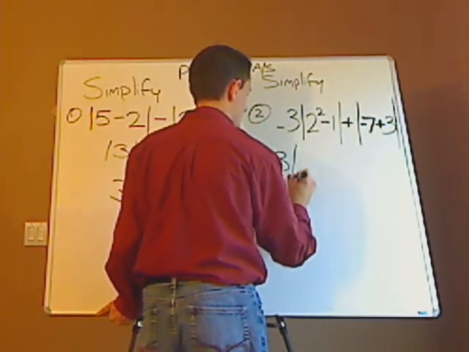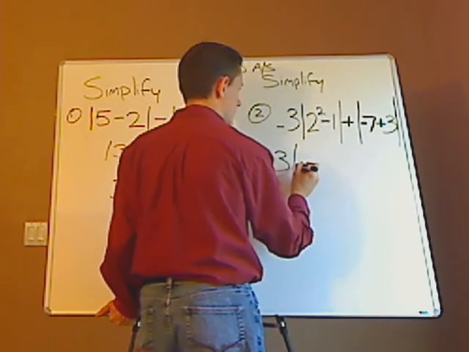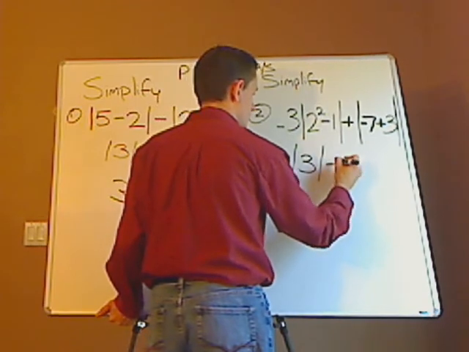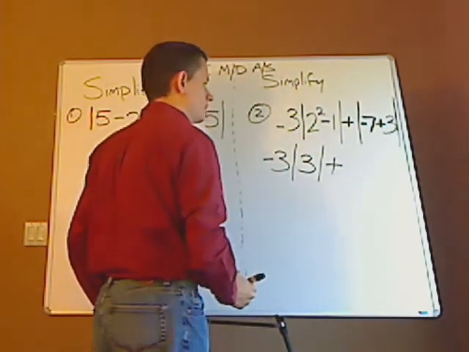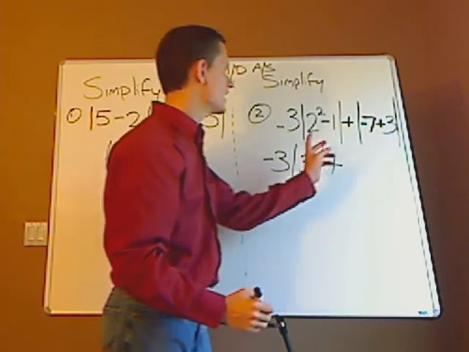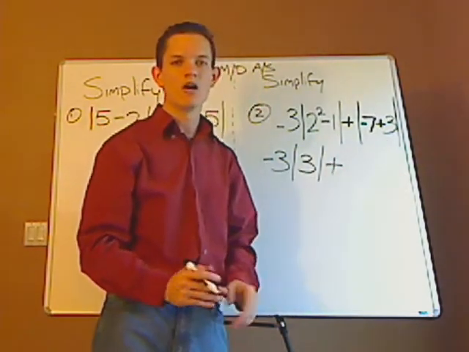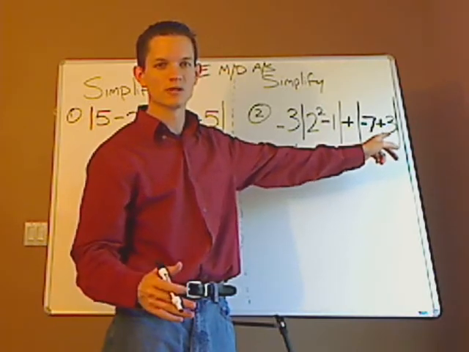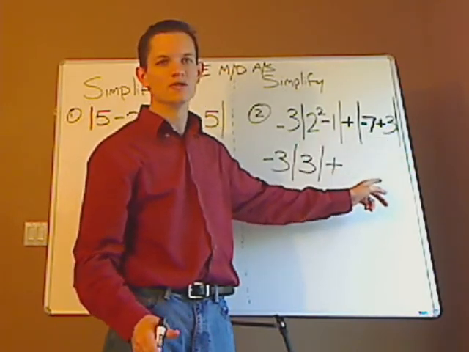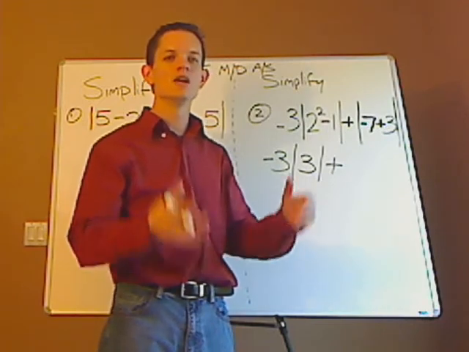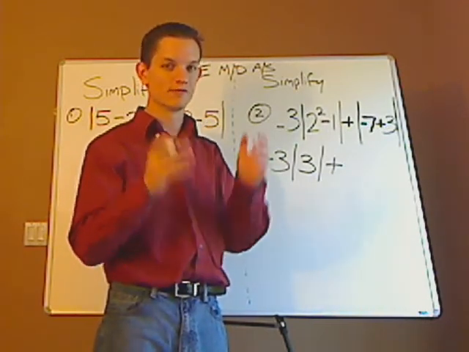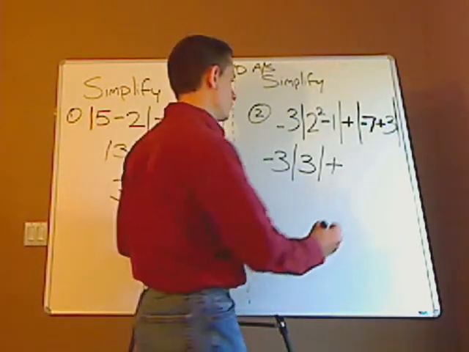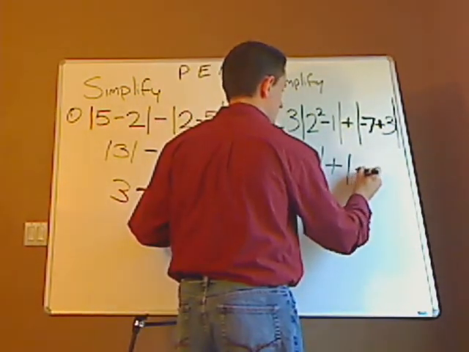So you have 3, negative 3, absolute value of positive 3, plus, now it's tempting to change these right away to all positives, right? That negative 7 change to a positive, then just do 7 plus 3, which is 10. You don't want to do that. Simplify what's inside the grouping symbols first. So what's negative 7 plus 3? Right, that's going to be negative 4.